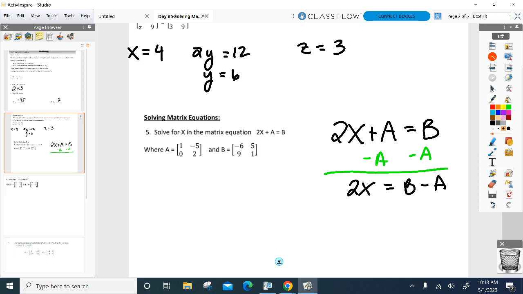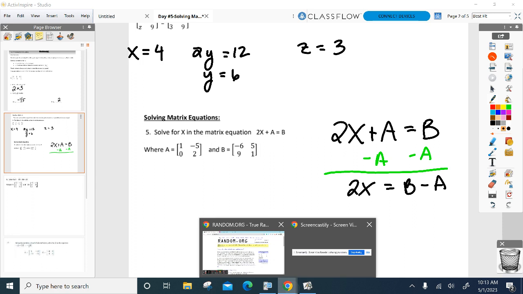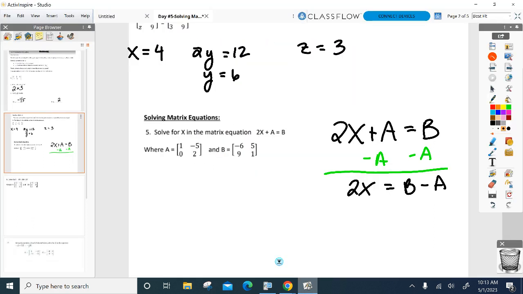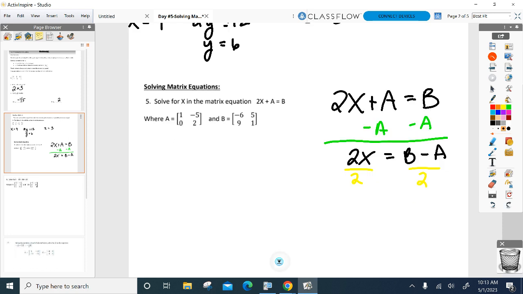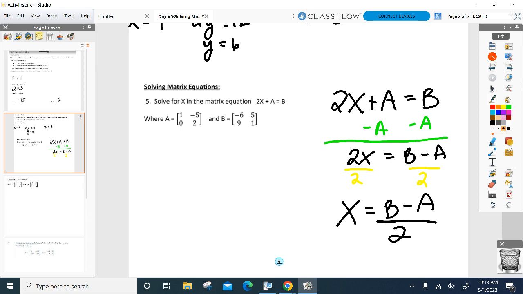And then one more step. What would you do on both sides to get X by itself? Alexis? Divide by 2. Watch. So how am I going to find matrix X? You're going to take matrix B minus A, and then you're going to divide all that by 2. Guys, I did that for 2 days with you last week, Thursday and Friday. Adding, subtracting, multiplying, dividing matrices. We've done this. This is how you find matrix X. So everyone go B minus A first.